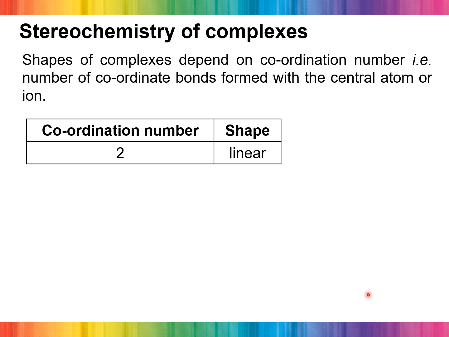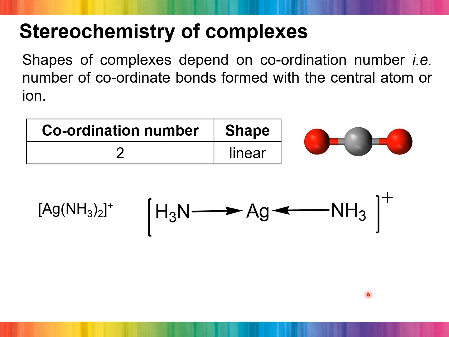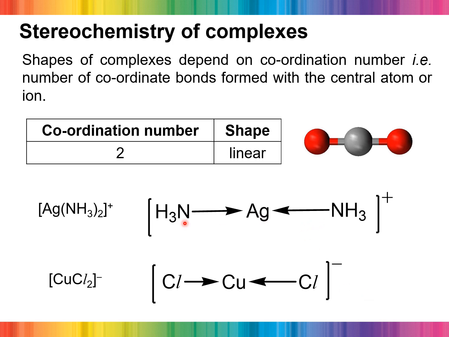For coordination number 2, it will adopt a linear shape for the complex ion. For example, Tollens' reagent, which is your diamminesilver(I), this will be how you draw your complex ion. Similarly, for CuCl2 minus, this will be how you draw it. You have your dative bonds pointing from the atom with the lone pair to Ag, and from Cl to Cu. So for ammonia, you need to invert the formula so that the atom with the lone pair can have the dative bond drawn from it.